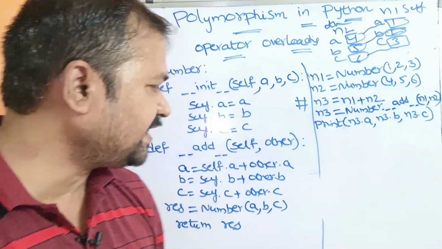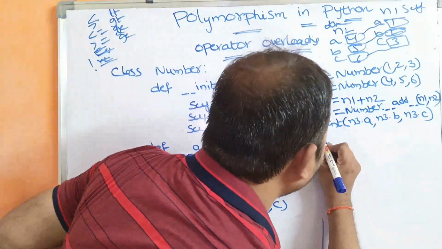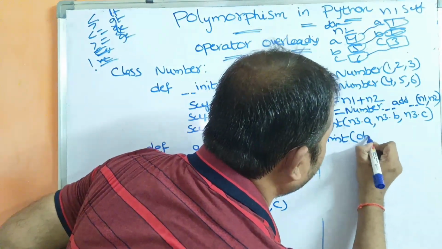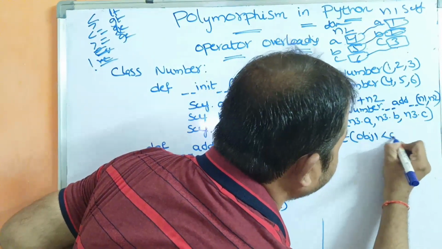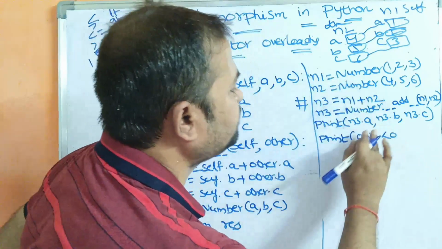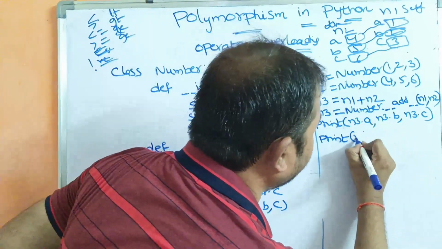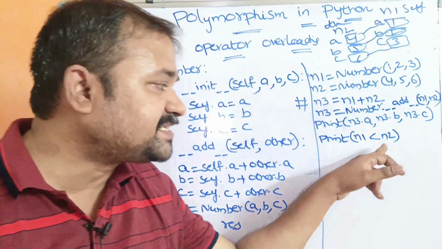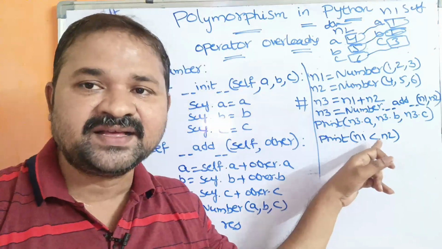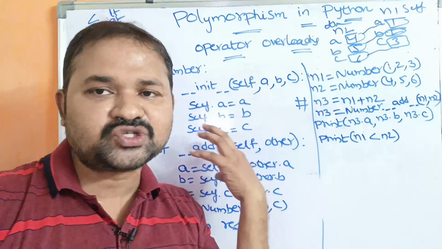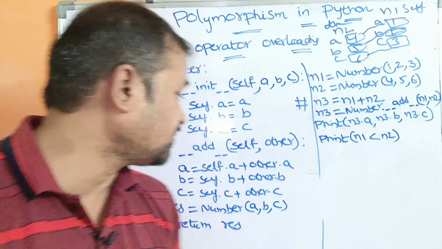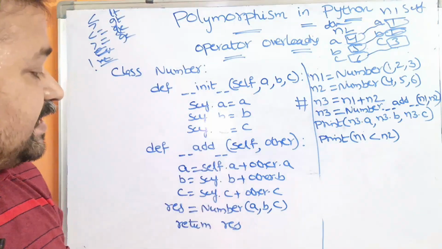Now let us see how we can write that. So for that purpose here we have to call the statement print of n1 less than n2. I am sorry, here we have n1 and n2. So whenever this statement is executed, automatically the control goes to the function. For less than, which function we have to define? LT function. So automatically control goes to the LT function.